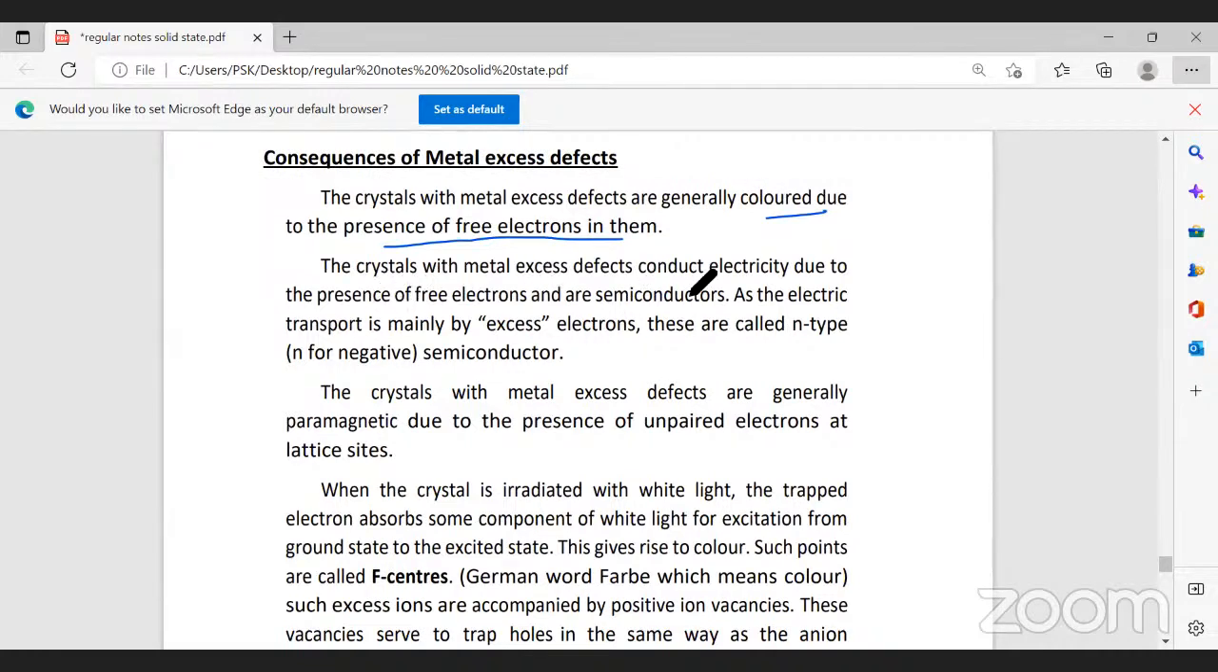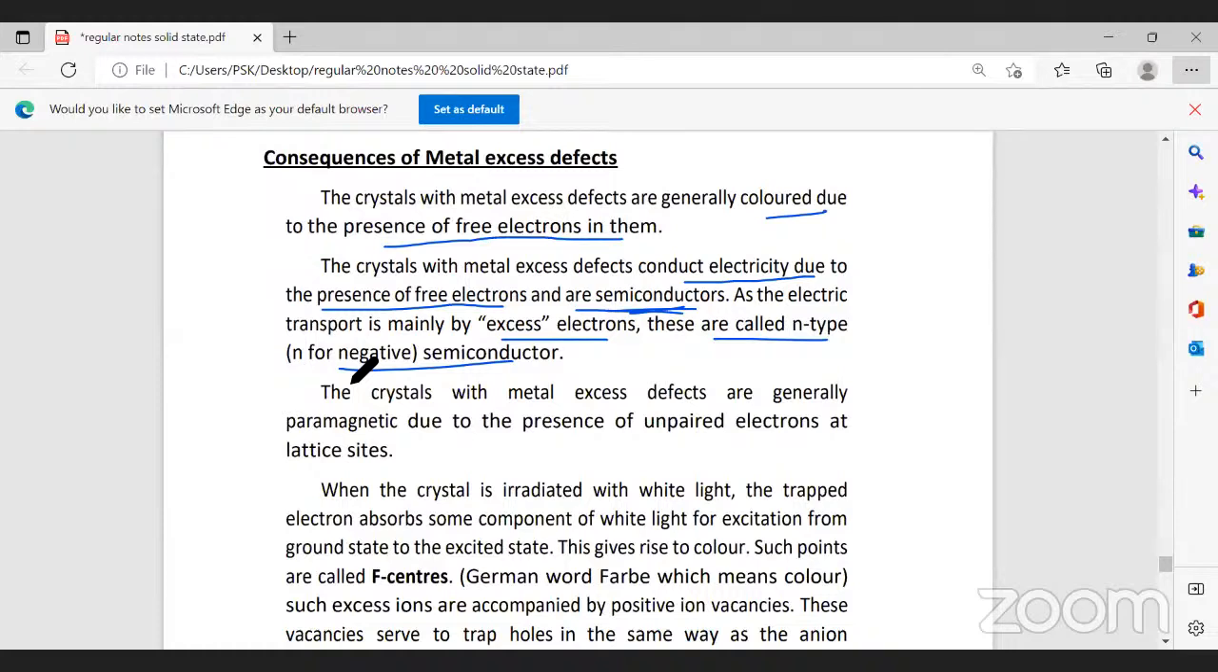The crystals with metal excess defect conduct electricity due to the presence of free electrons and are semiconductors. All metal excess defect crystals are semiconductors because they conduct electricity due to free electrons. As electric transport is mainly by excess electrons, these are also called N-type semiconductors or negative type semiconductors.